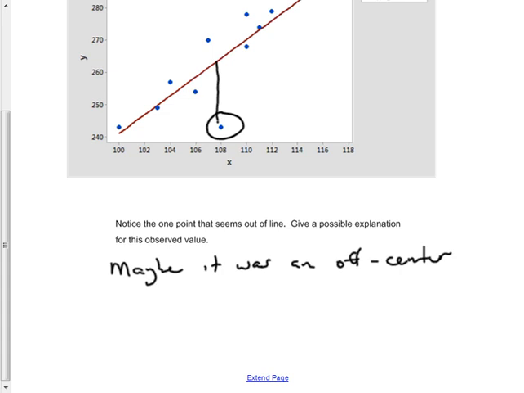Again, we can't possibly know for sure, but what we're trying to get at here essentially is we got this one data value that's farther away from the regression line than the others. That indicates that something may have been a little bit different going on there. So whatever, maybe a bug landed on him and distracted the person, but maybe he had an off-center hit and that contributed to the short distance.